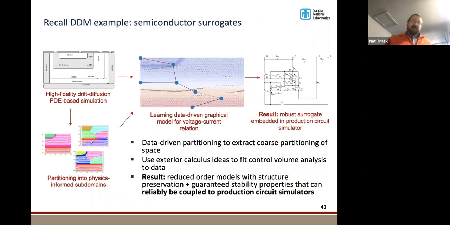And again, I mentioned this example at the beginning, that we have these high fidelity drift diffusion models. This is the process that we're using to construct a surrogate for these components, which you can turn around and scale up, as a means of handling the multi-scale challenges for system scale circuit design.